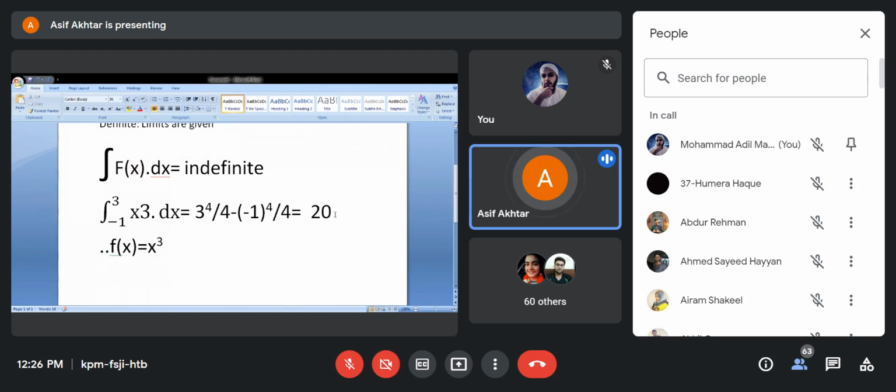So we don't have a constant in definite integration. The reason is that it will cancel out from putting the upper limit and the lower limit. I hope the ones who are looking into this for the first time understand this concept. जो लोग पहली बार इसको देख रहे हैं. Yes sir. Is this point clear?